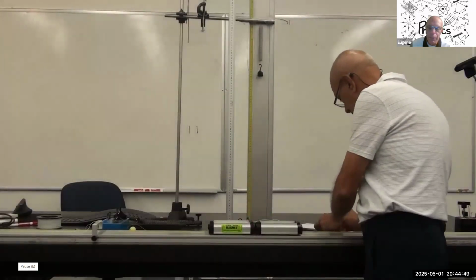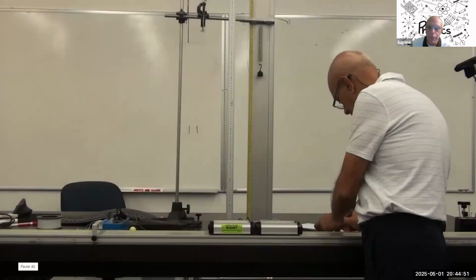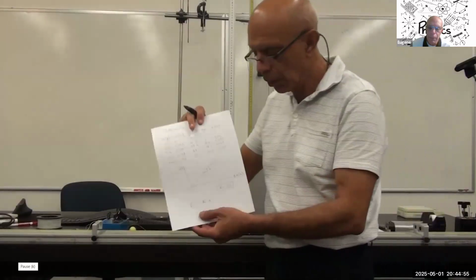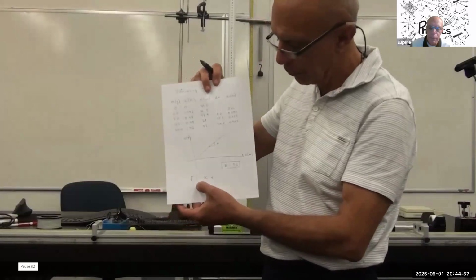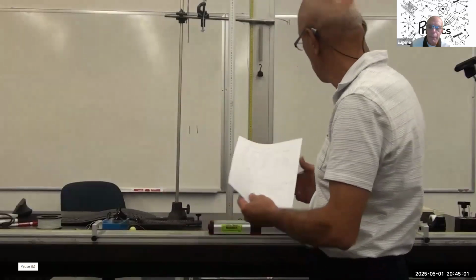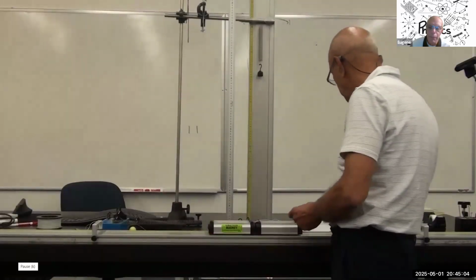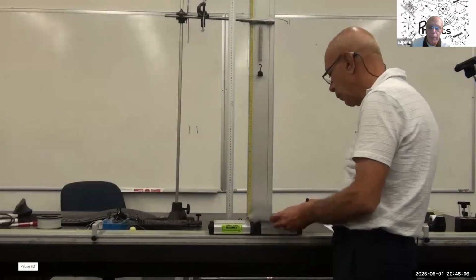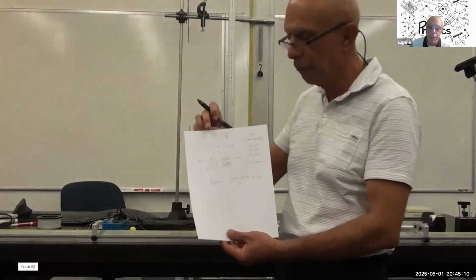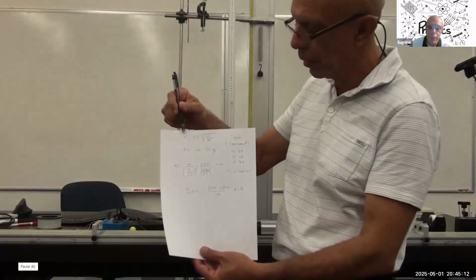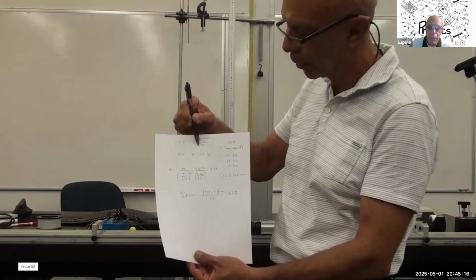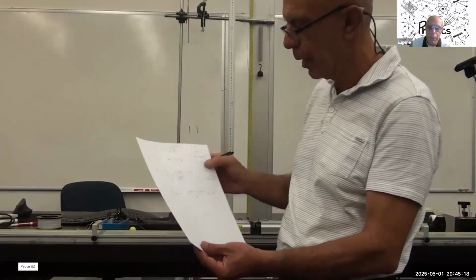Hooke's law is F equals kx. So, how can we calculate the period? The period is calculated with this formula. T for period is equal to 2 pi square root of m over k.